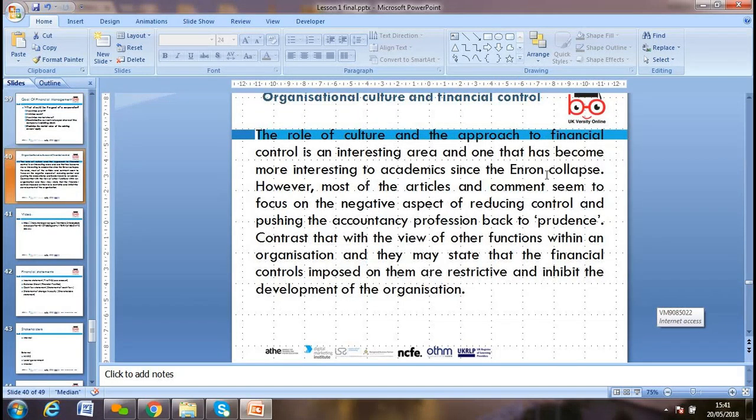Organization culture and financial control. The role of culture and the approaches of financial control in assessing the areas is interesting. Academia, Enron collapse article. Enron was the biggest company in the United States, but they couldn't afford to pay money back to their shareholders as well as their employees, and ultimately collapsed. So all this we need to look around.